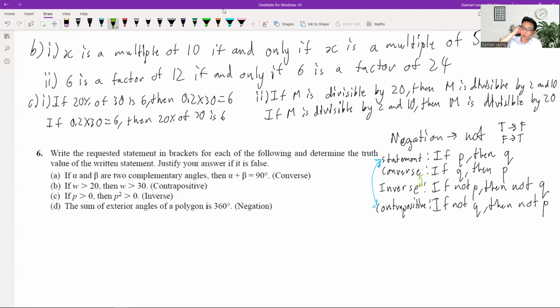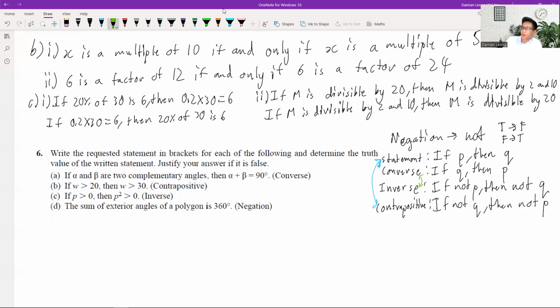Means if the statement is true, contrapositive is true. If statement is false, contrapositive is false. If converse is true, inverse is true. If converse is false, inverse is false. But the statement doesn't directly relate to your converse and inverse. It can be statement true, converse true. It can be statement true, converse false. It can be statement false, converse true. It can even be statement false, converse false. So you have to think logically.